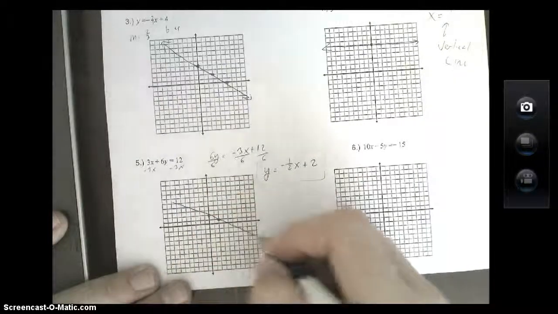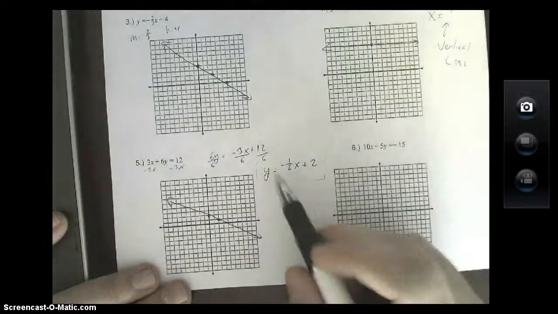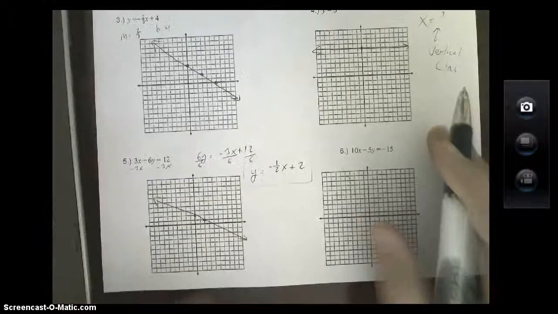Connect the dots. Perfecto. Okay. Do yourself a favor, get y by itself first, put it in slope-intercept form, becomes immensely easier to solve.